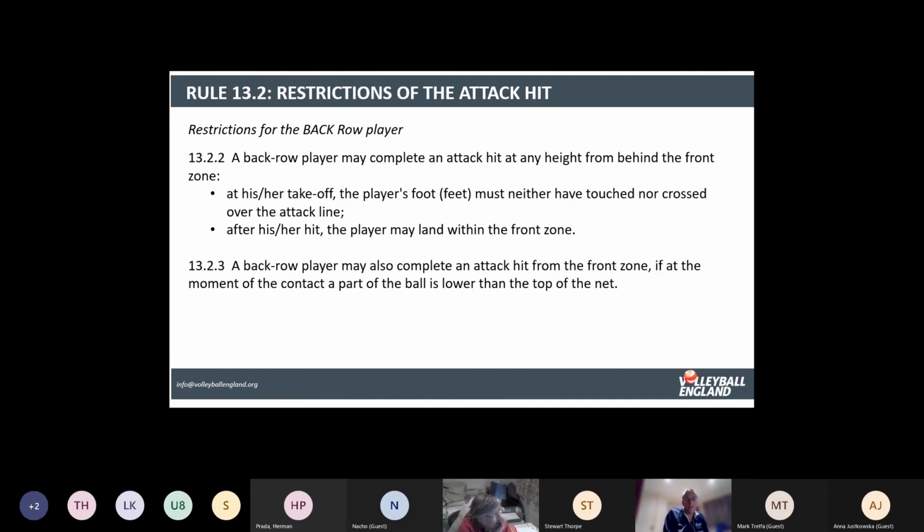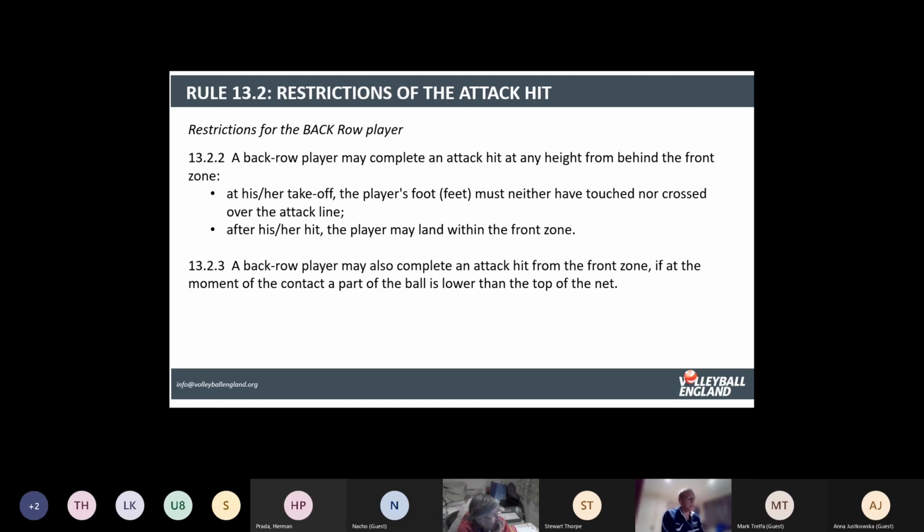So the back row player's restrictions are that they may complete an attack hit at any height from behind the front zone. At the takeoff, the player's foot or feet must neither have touched nor crossed over the attack line. But afterwards, the player may land within the front zone. The back row player may also complete an attack hit from the front zone if, at the moment of contact, a part of the ball is lower than the top of the net. So we're now starting to see what the key elements of the attack hit rules are going to be.